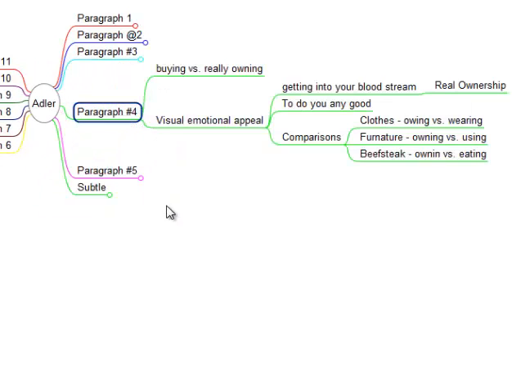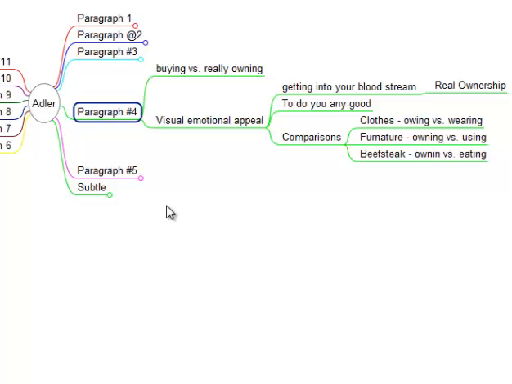Now, I want you to find some of these. I want you to use this as a tool to go and find these in the book, because these are some of the techniques I want you to be able to use both in your Now You Try It essay and also in your Columbus essay. Okay, so now in number four is where he begins to contrast buying versus really owning, having it versus really having it.